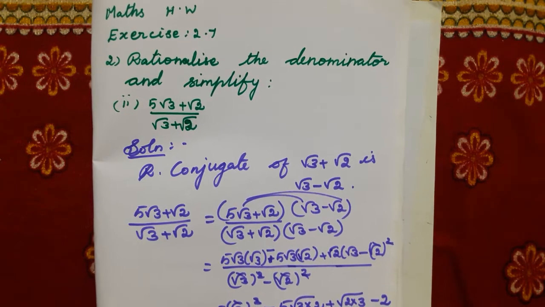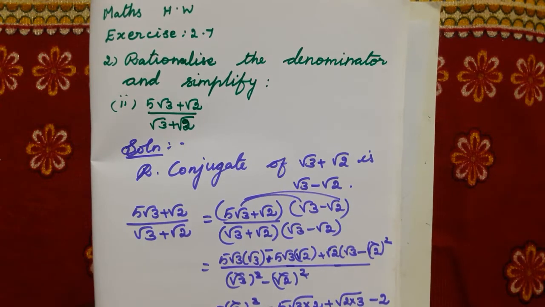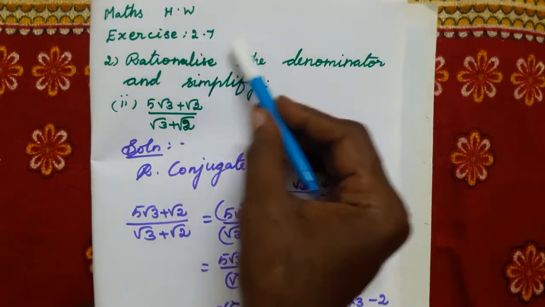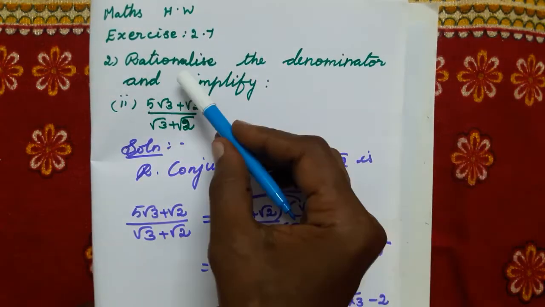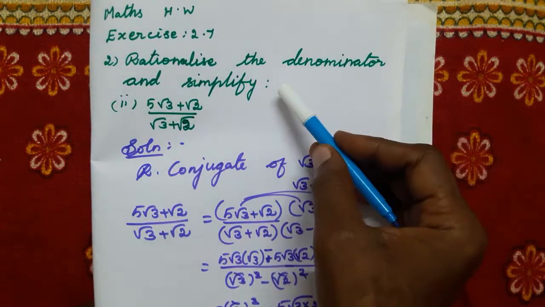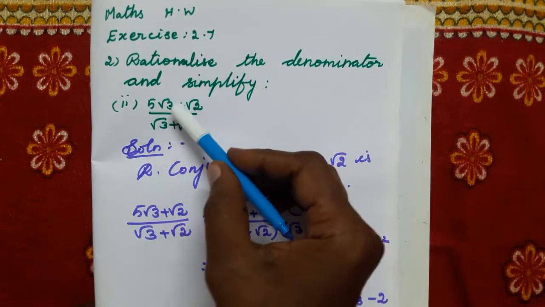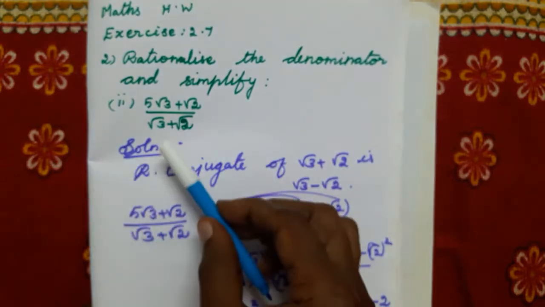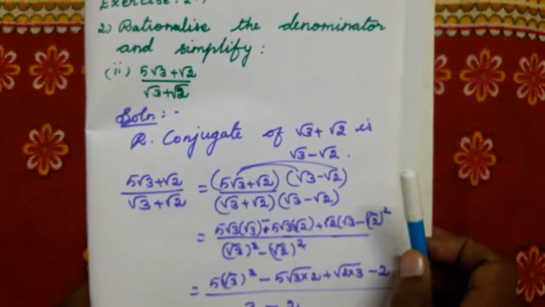In the previous class I have given one problem as homework. Have you all completed? Okay. Students, take your homework note and check the answer. Exercise 2.7, second problem. Rationalize the denominator and simplify. The second problem, 5 root 3 plus root 2 by root 3 plus root 2.